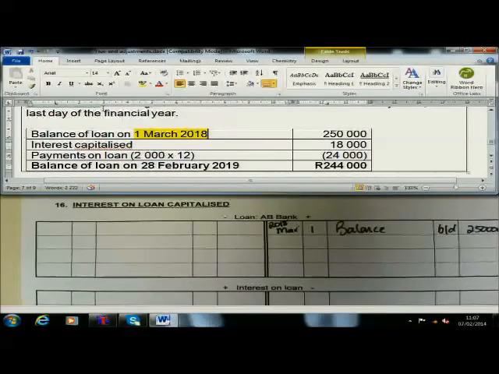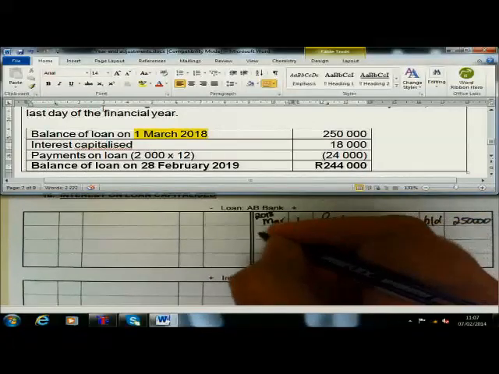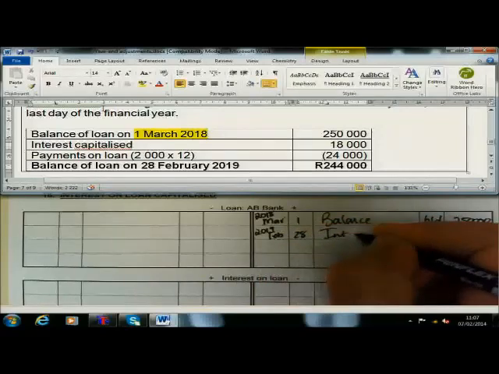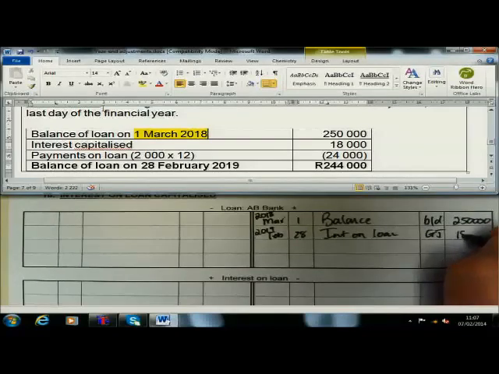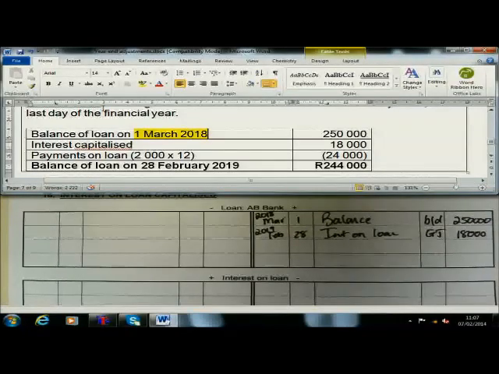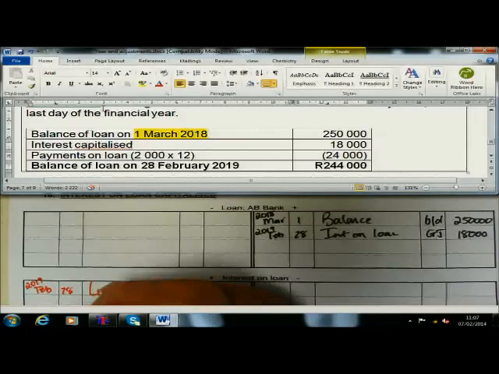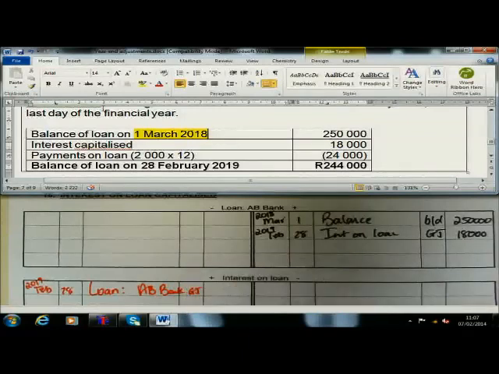250,000 Rand. The interest that you capitalize, you put there on the last day of the year, interest on loan. That's a GJ transaction, and you put the 18,000 there. You put that interest on the debit side of interest on loan, last day of the year, and you put the loan AB Bank. So you capitalize the interest, you don't pay the interest.